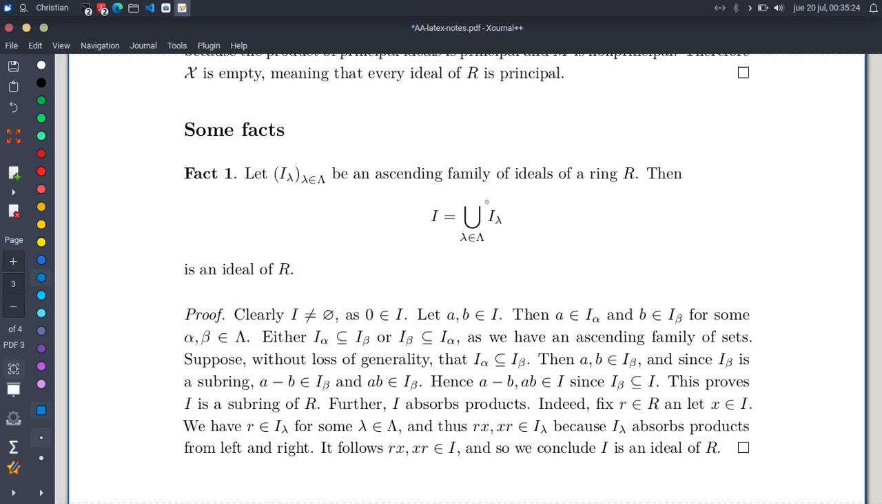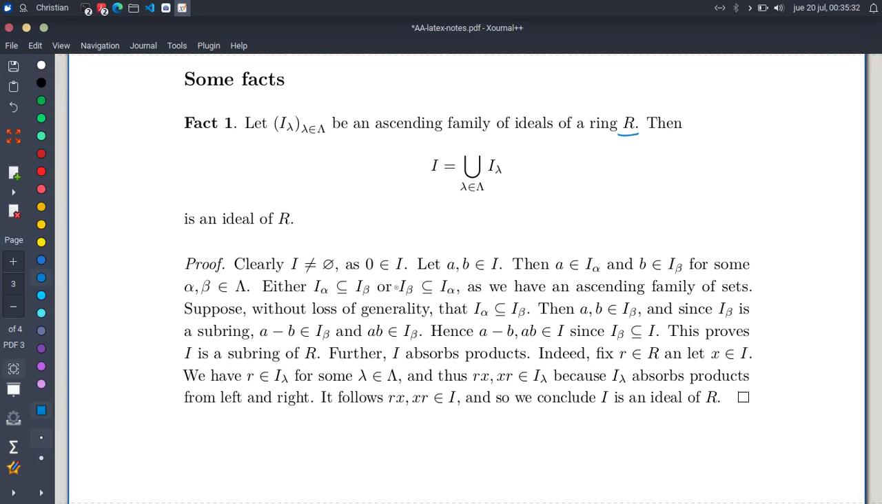If we have an ascending family of ideals of a ring R, then the union of that family is an ideal of R. So let's see that this set satisfies the definition of being an ideal. It is clearly not empty because every one of these ideals is not empty. Now, if we take any two elements A, B in this set, by definition of union, we will have that A is in I alpha, and B is in I beta for some elements alpha, beta in the indexing set lambda.